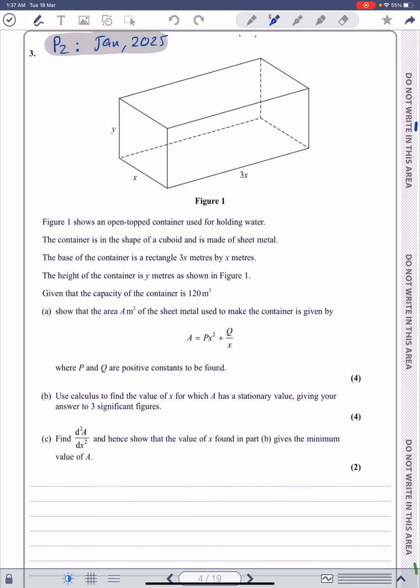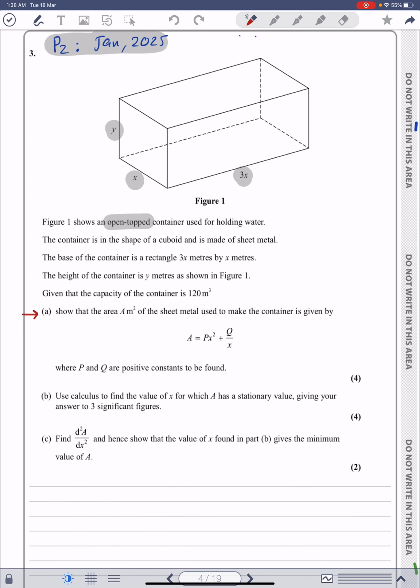Question 3, we are given a cuboid, as you see, and you are given the dimensions of this cuboid with the base dimensions 3x and x, and the height is y meters. And you are given that this cuboid is open topped. So this means the top will not be considered in calculating the area that the question wants, as will be shown in the next couple of minutes.